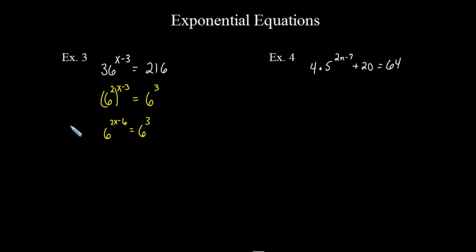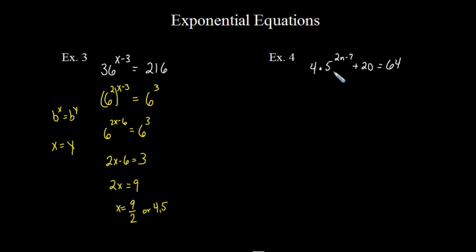And similarly to the one-to-one rule for logarithms, we'll use the one-to-one rule for exponents as well. If you have a base to the x value and base to the y value, and those terms are equal, that means that the exponents must be equal. So we'll make use of that rule and say that 2x minus 6 is equal to 3. We'll add 6 to both sides, and 2x is equal to 9, and then x is equal to 9 halves, or 4.5.